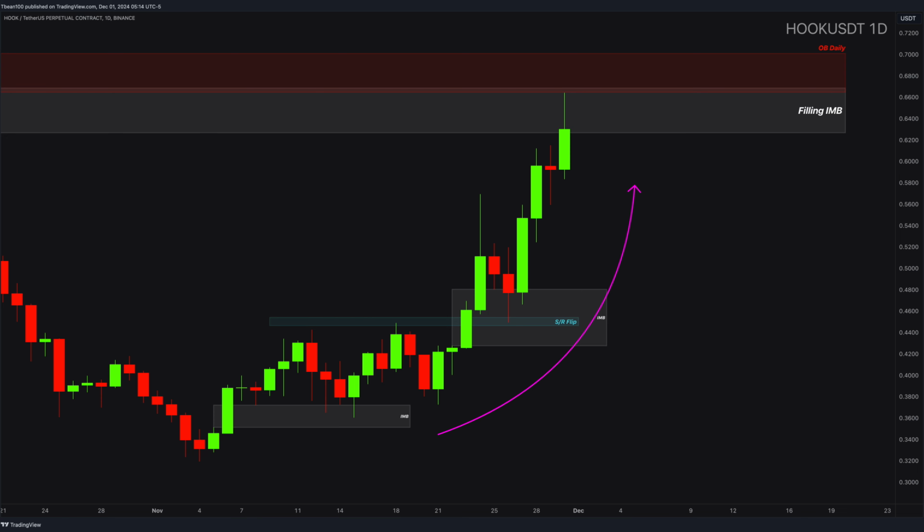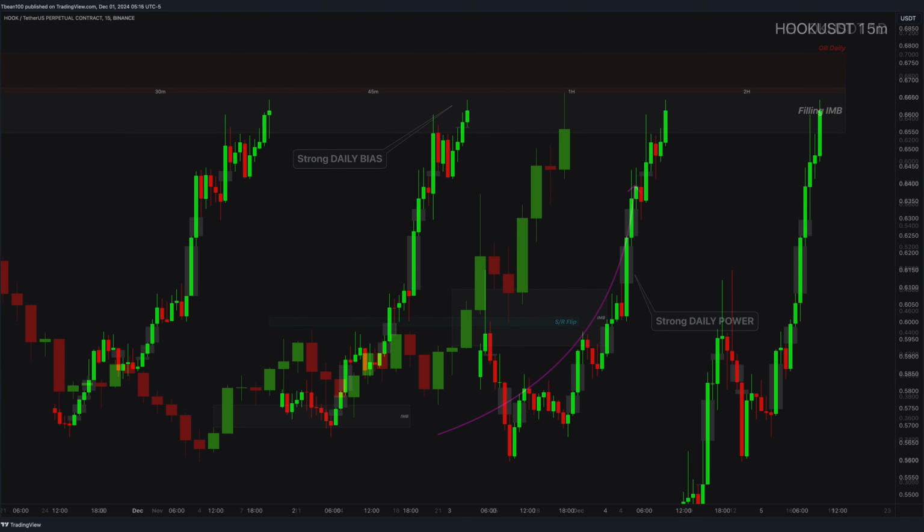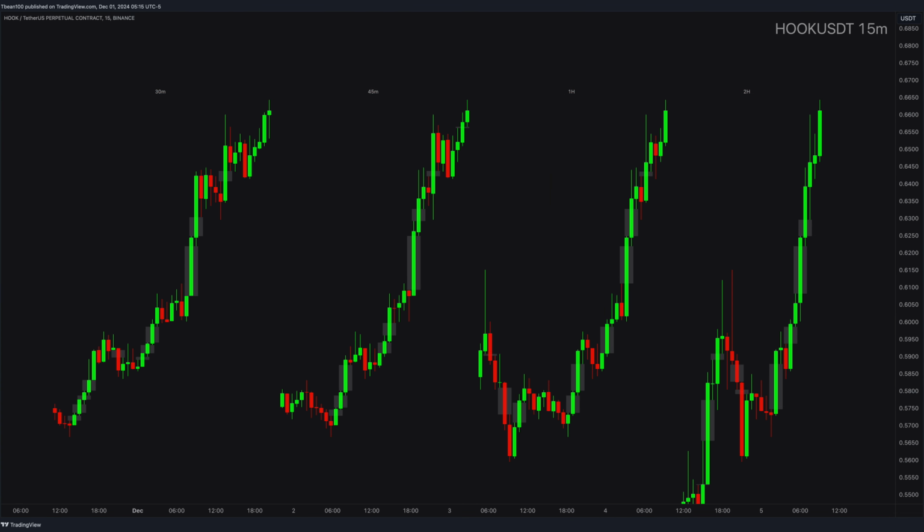So, as you can see here, what do we have? We have a strong daily power and we have a strong daily bias. Great high time frame analysis with a certain direction. It is time to use our best indicator, the ICT high time frame candles.